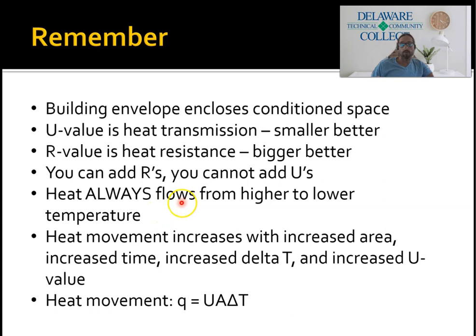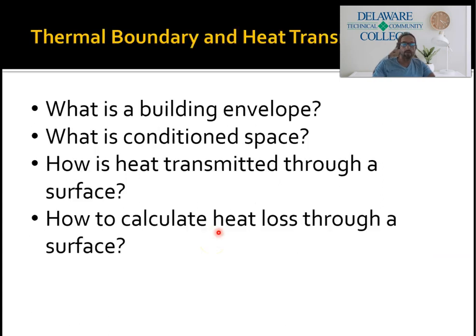Remember that heat always flows from higher to lower temperature unless we force it to do otherwise. And that heat movement increases with increased area, increased time, increased delta T, and the increased U value. And finally, that if you want to calculate the heat movement per hour, it's just UA delta T. Okay, so in this lesson, again, what we did was we looked over what a building envelope and conditioned space is. We looked at how heat is transmitted through a surface and how to calculate that heat movement.